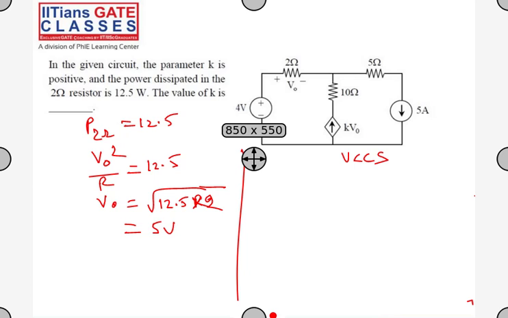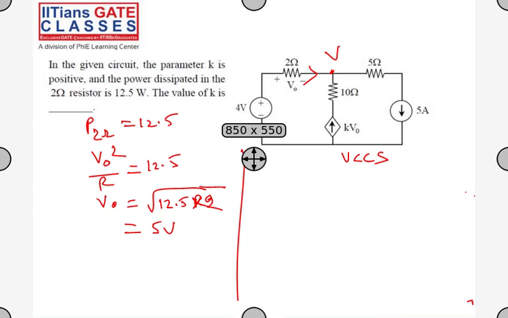Now if I want to find the value of K, I need to know the current here. So what I'll do is apply nodal analysis at this node. Consider this node voltage as V. Tell me the node equation at the node V. Or you can use mesh analysis, because I have two meshes and there is a current source between the meshes. So this is a super node, and I can have only one equation.